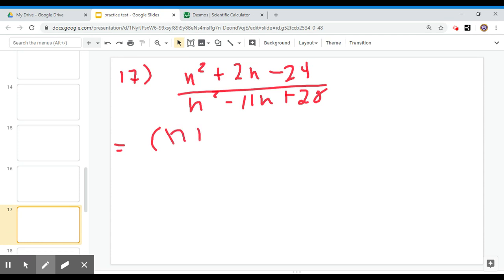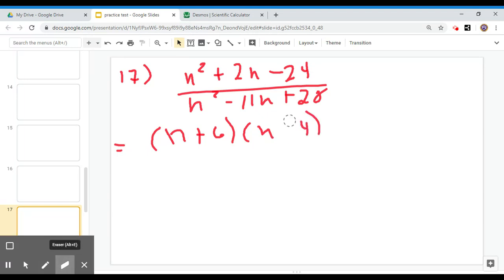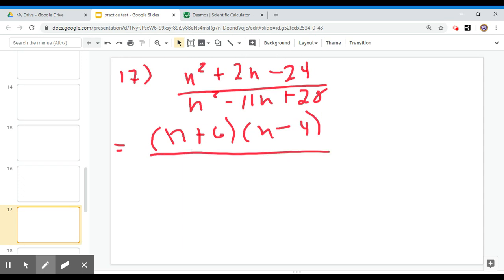That would be n plus 6, n minus 4. Sorry, that is a mistake at first. So 6 plus negative 4 equals 2. 6 times negative 4 equals negative 24. Denominator. What adds to negative 11 that multiplies to 28? That would be n minus 4 and n minus 7. So negative 4 plus negative 7 equals negative 11, and negative 4 times negative 7 equals positive 28.